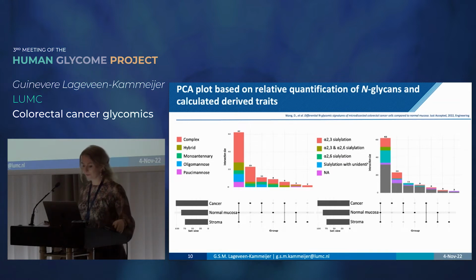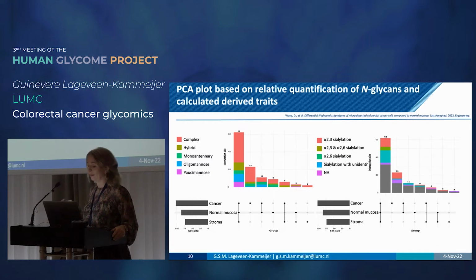Looking at our glycans, we can look into the type of glycans that we have: complex, hybrid, monoantennary, oligomannosidic, and paucimannosidic. But we could also look into sialylation. What you can nicely see is that we have some alpha-3 sialylation popping up for cancer, and not so much alpha-6 sialylation.